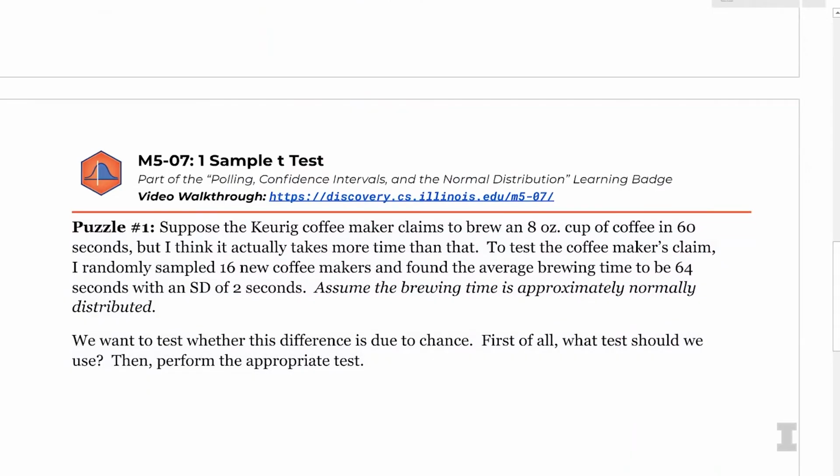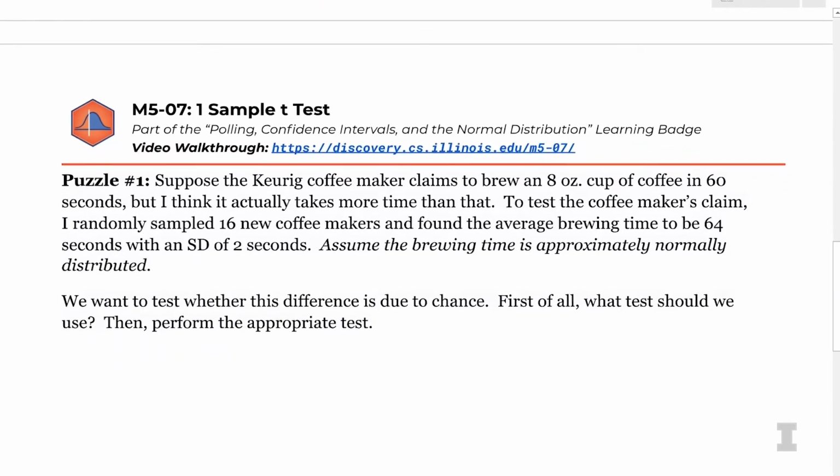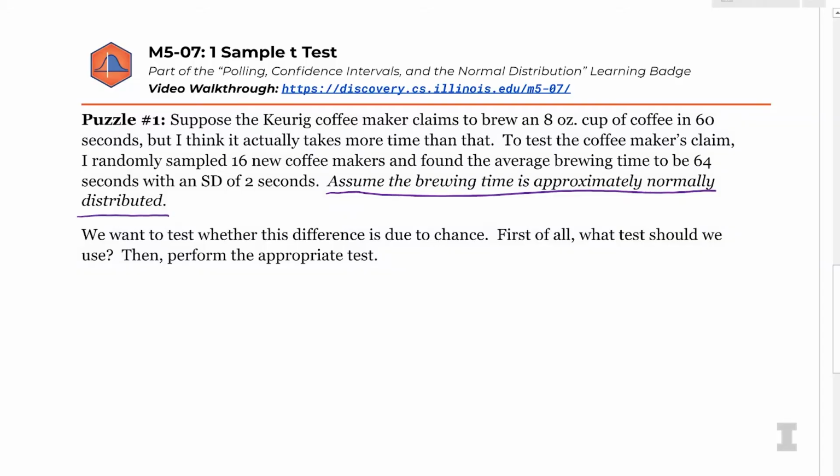And let's do our example. So it says, suppose the Keurig coffee maker claims to brew an 8-ounce cup of coffee in 60 seconds, but I think it actually takes more time than that. So to test the coffee maker's claim, I randomly sampled 16 new coffee makers and found the average brewing time to be 64 seconds with an SD of 2 seconds. These must be some old coffee makers. And we want to assume that the brewing time is approximately normally distributed.